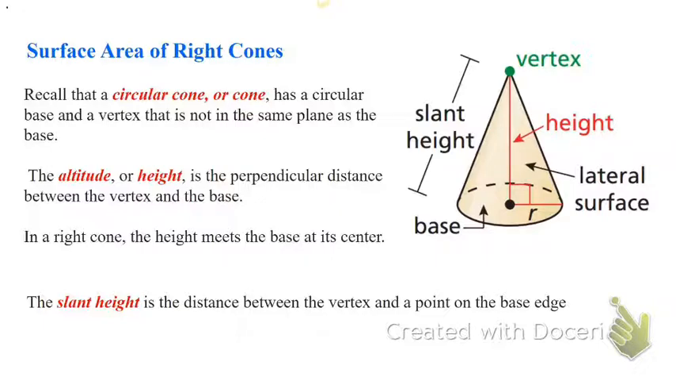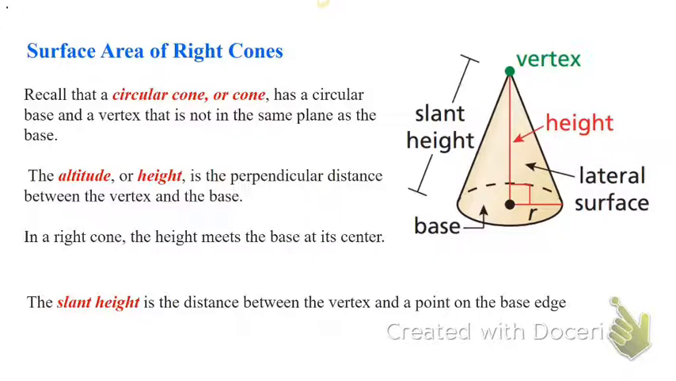So we have a special formula we're going to come up with. Remember, a cone has a circular base and a vertex not in the same plane as the base, and the altitude goes from the vertex down to the base. It's the perpendicular distance between the vertex and the base. So in the right cone, as I mentioned before, the height is going to hit the base right at its center point. You can see the red height over here. It looks like it hits right in the center.